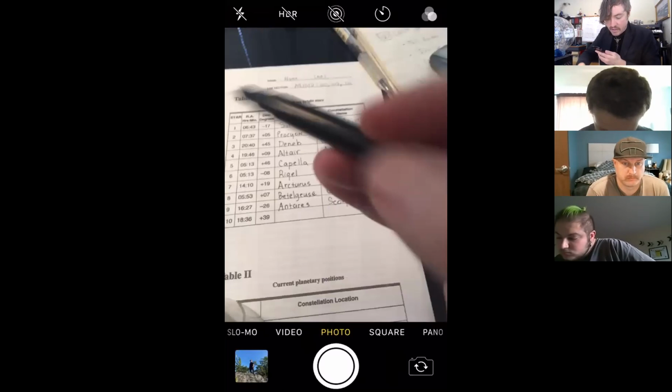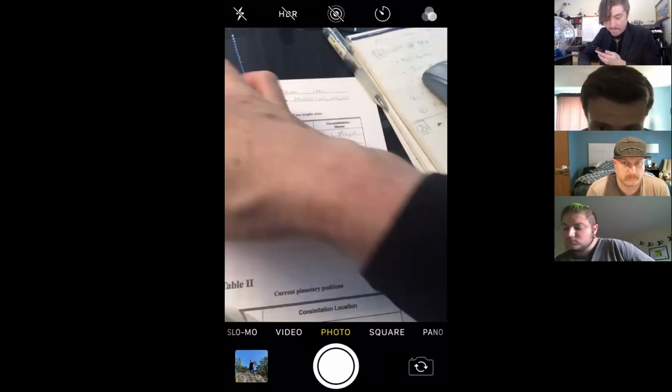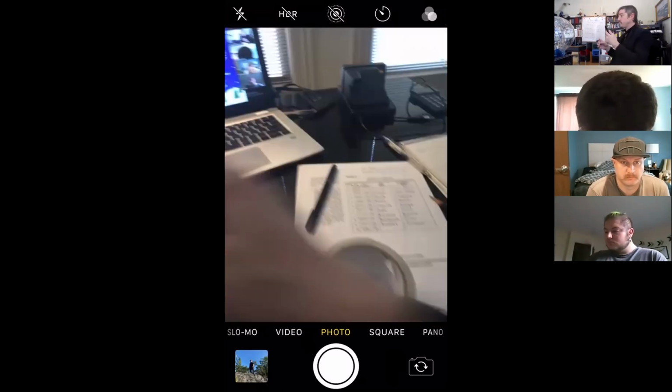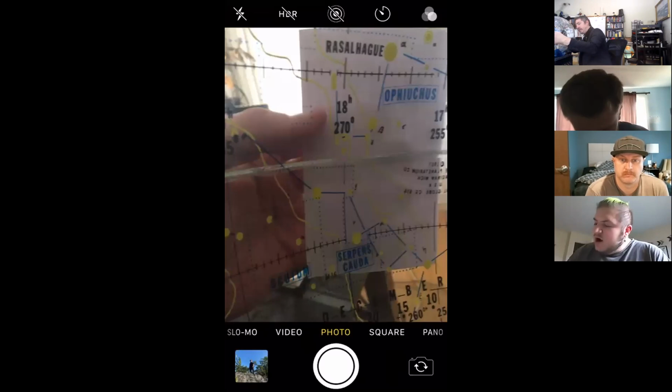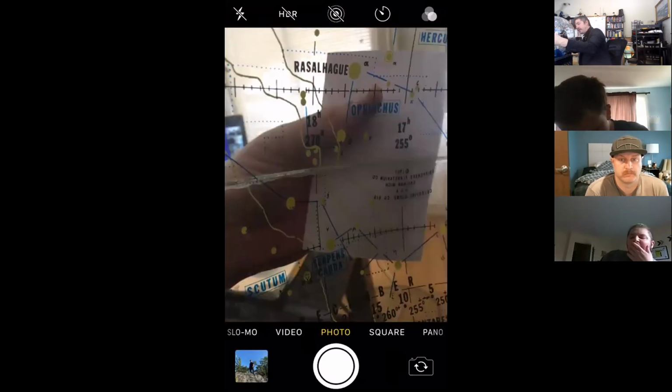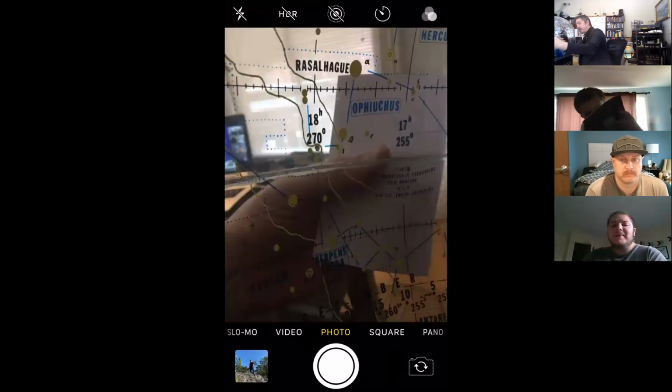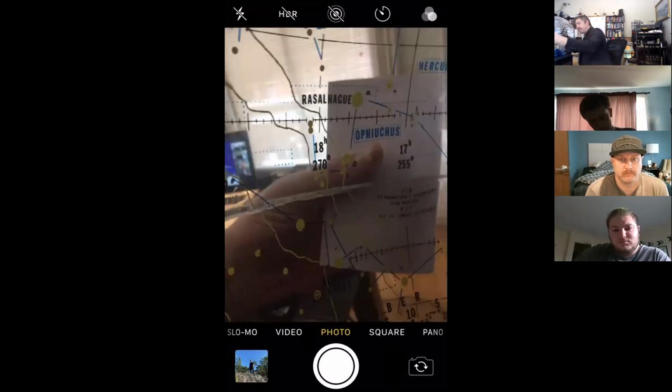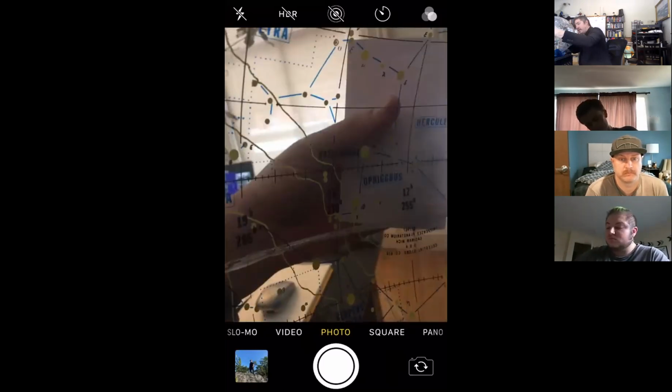+39. Let's see here. So there's 18... that's 1840. 1836 is that tick mark. +39, up 10, 20, 30.